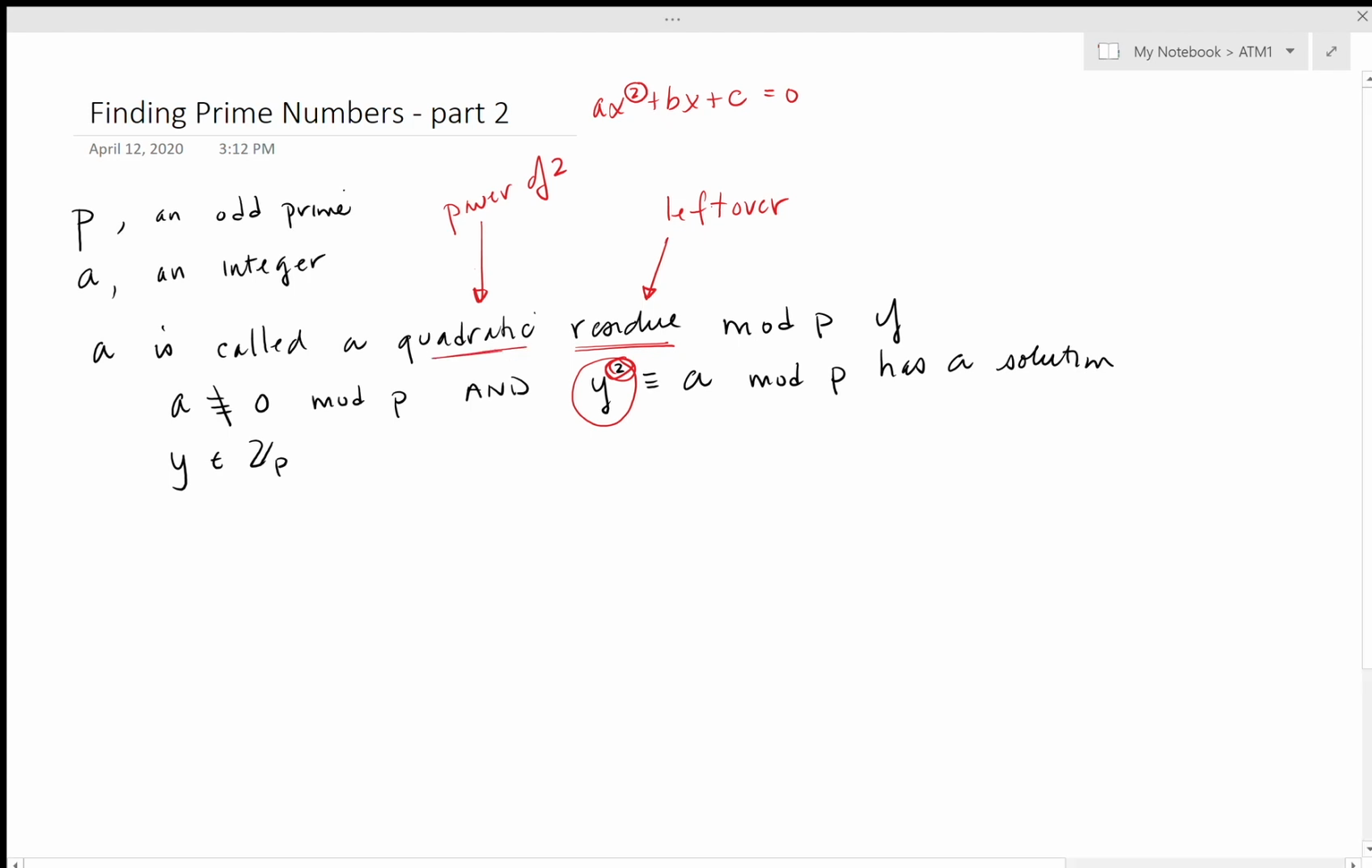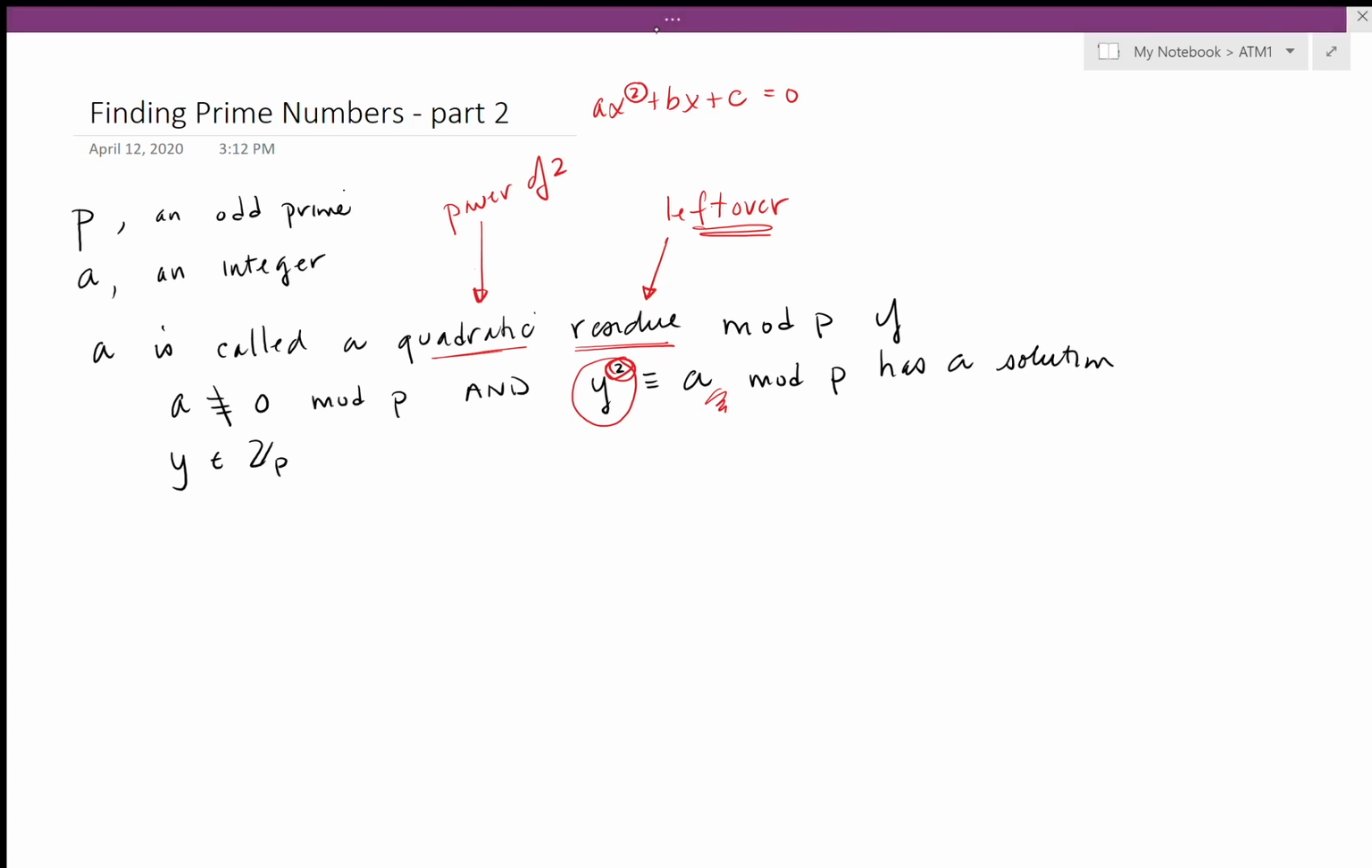I'm saying, okay, if I take some number y in Z_P, then I square it, and then I take mod P, so I remove all the factors of P that I can, and it turns out that A is left over, then A is called a quadratic residue. So it's what is left over if I square some number and remove all of the multiples of P. Okay. We're going to do an example here.